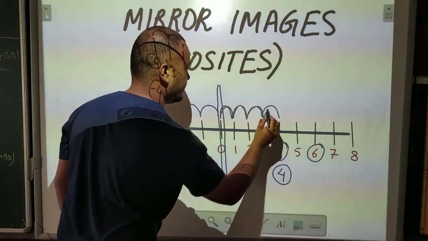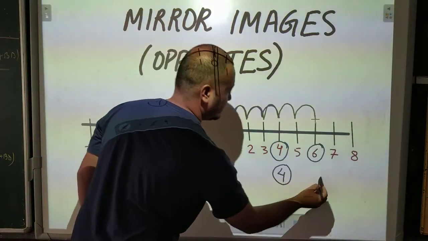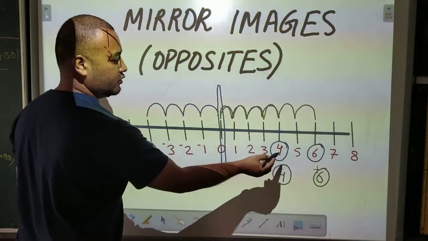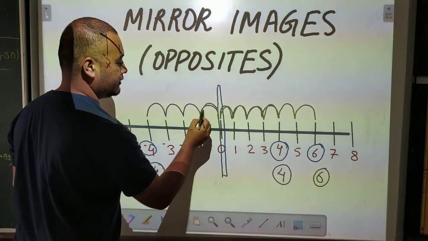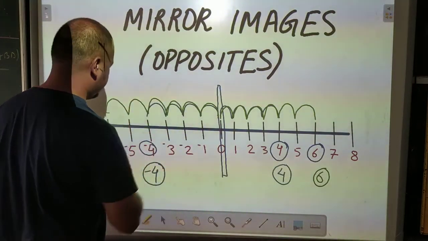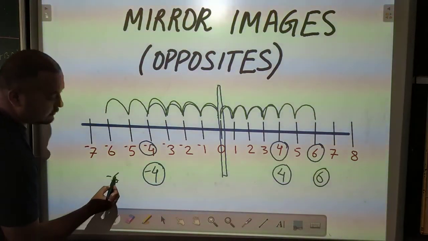If you look at another number, 6, okay, how many jumps? 1, 2, 3, 4, 5 and 6. So 6 is at a distance of 6 from 0. Now look for its image by 1, 2, 3, 4, 5 and 6 jumps. So you see that you get minus 6.